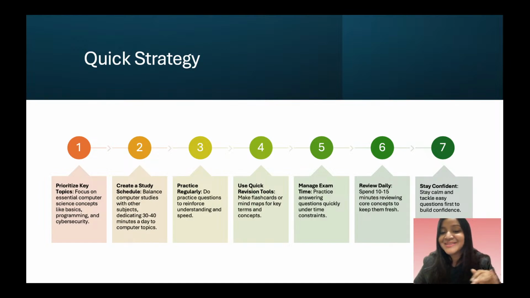And these strategies you can apply for all the subjects. Finally, stay confident, stay calm, tackle the questions easily, build your confidence, and that's it. You're all set to go, right? So that's it.